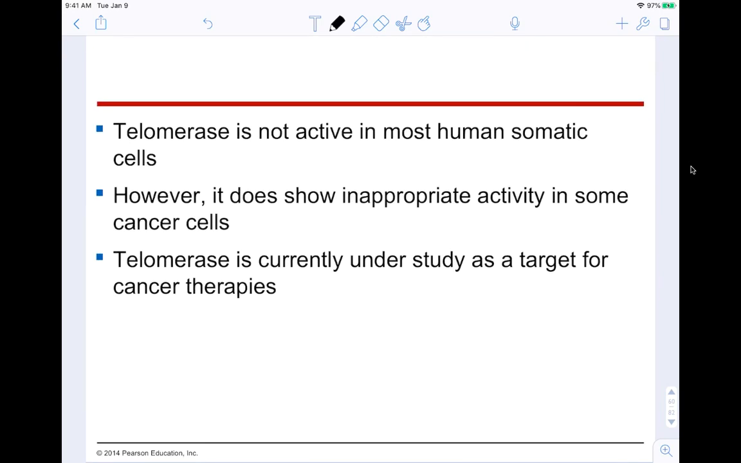Telomerase is not active in most human somatic cells. A somatic cell, if you recall, is a body cell, a cell that makes up your body, not going on to make up someone else's body like a fetus that's making up you, like your hair, your eyes, your toes, your nails. So it's not active in those. However, it does show inappropriate activity in some of our cancer cells, which could be protecting them because they're rapidly dividing, so you would think they'd eventually lose their potential to keep going accurately, but they don't. So telomerase is currently under study as a target for cancer therapies, because if you can prevent it from functioning in cancer cells, the DNA will keep deteriorating with each division instead of being protected by telomerase.